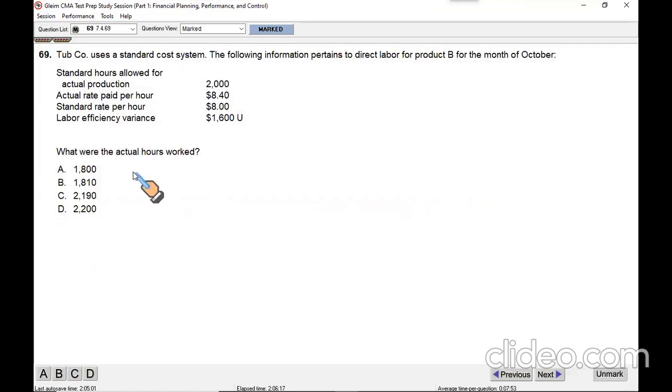Question number 69, actual hours worked. Hours worked, it has to be related to labor. But which formula can we use? You need to see all the elements given.